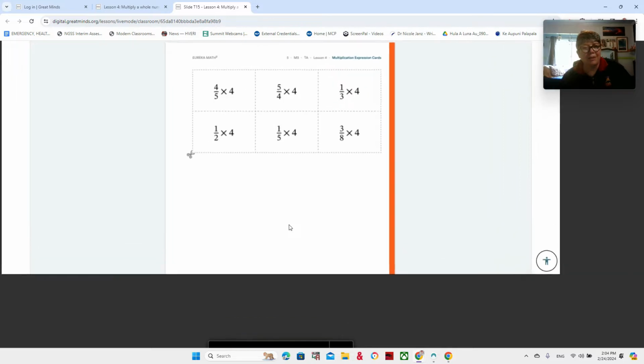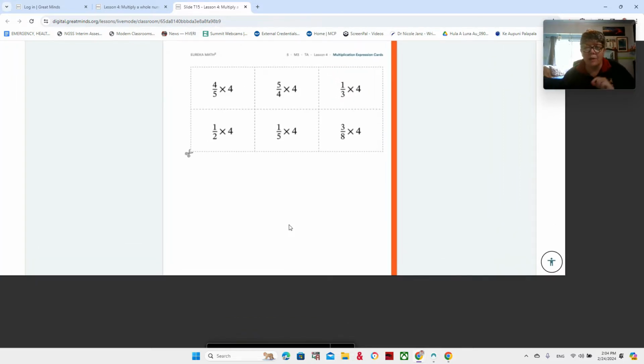So just by looking at them, please don't do the math. Once again, we're trying to think about fractions as numbers. So here's a low risk chance for you to give it a try. Which one do you think is the largest? Which one do you think is the smallest? Number them 1 to 6, because today we're going to be multiplying fractions and whole numbers.